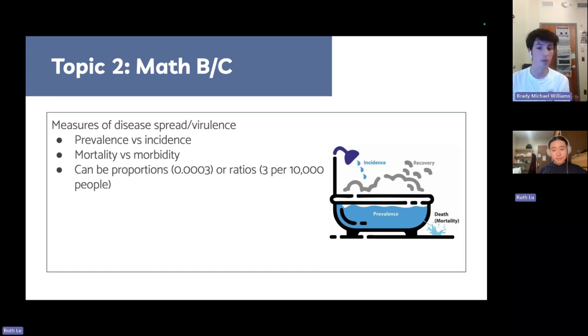And then these numbers can be proportions, like 0.0003, right? That would mean that that proportion of the population is sick if that's your prevalence, or ratios. And you'll often see diseases presented in this way, that you have like 3 cases per 10,000 people. And these two numbers do represent the same thing, this proportion and this ratio. So you should know how to convert between those.